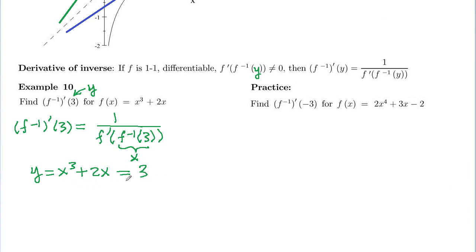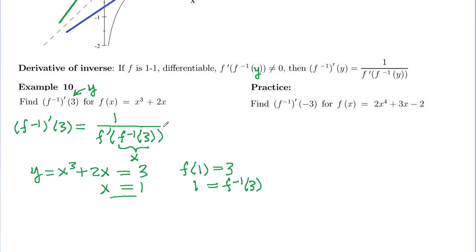And then we want to find out, well, what's the x? And you just want to do this by inspection, plug in easy numbers. And notice that 1 cubed plus 2 times 1, 1 plus 2, is 3. So x equals 1. That's the x value that goes with y equals 3. So that's telling us since f of 1 is equal to 3, apply f inverse on both sides, 1 is equal to f inverse of 3.